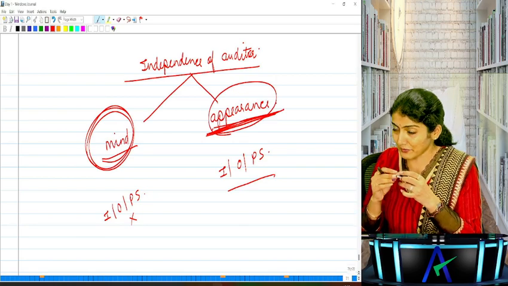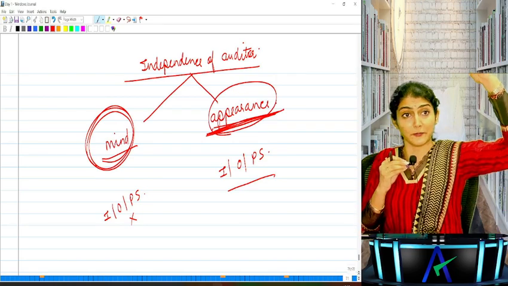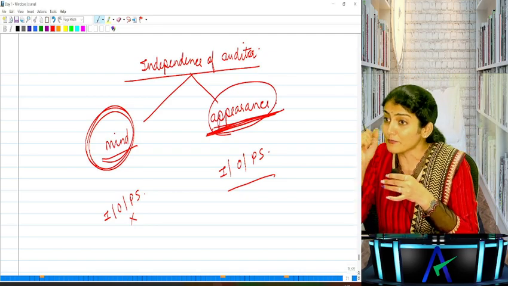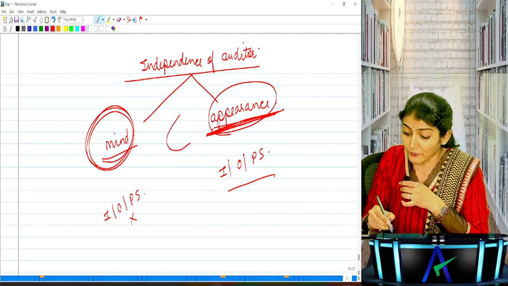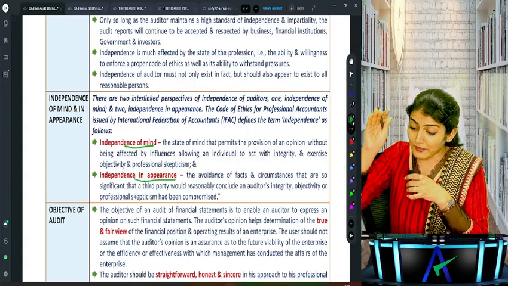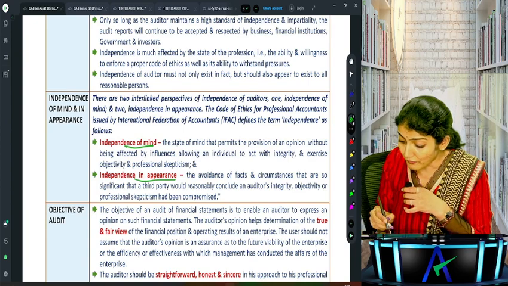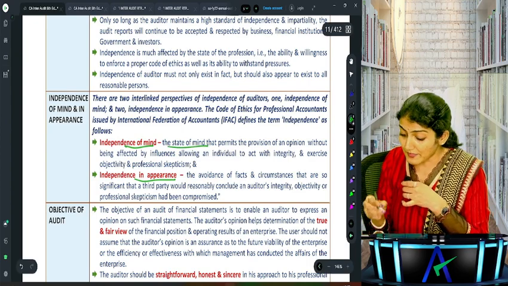You understand that? No. So your auditor says, no, no, I'm very independent. And his mind only is independent. Other people, do they think the same about him? No, they don't think the same about it. And what does it say? We want both independence of mind and independence in appearance. So what is independence of mind? State of mind. And what is independence in appearance?